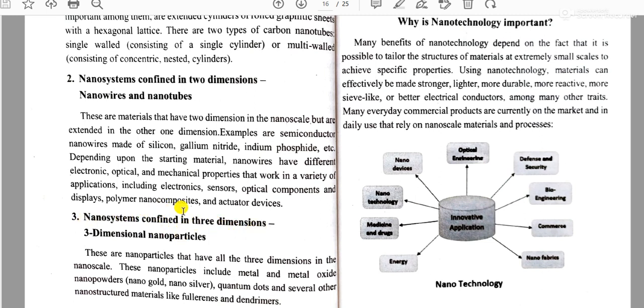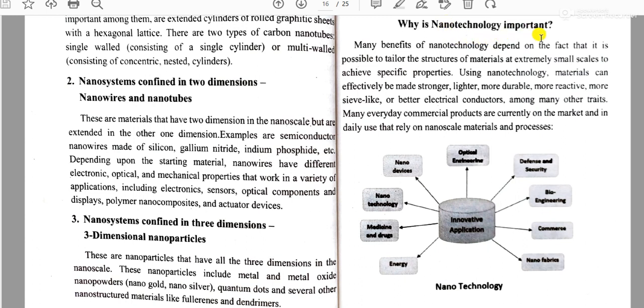And in the third classification it is mentioned that nanosystems confined in three dimensions. So all the three dimensions are confined. You know that quantum dots or nano dots are typically confined in all the three dimensions, that is along x, y and z axis. So these are actually zero-dimensional nanoparticles: quantum dots or nano powders made of gold nano or silver nano. All these are examples of zero-dimensional nanoparticles.